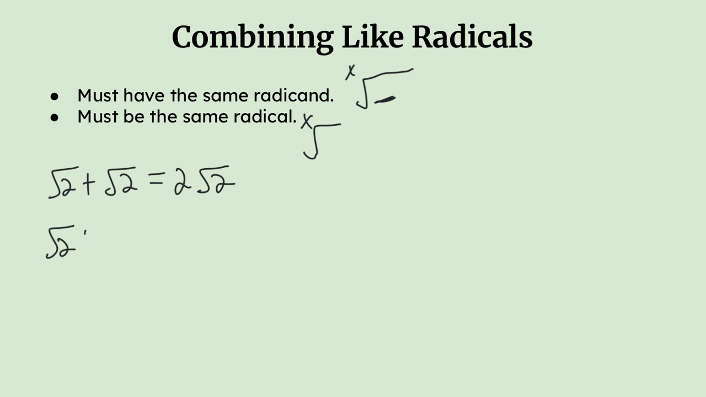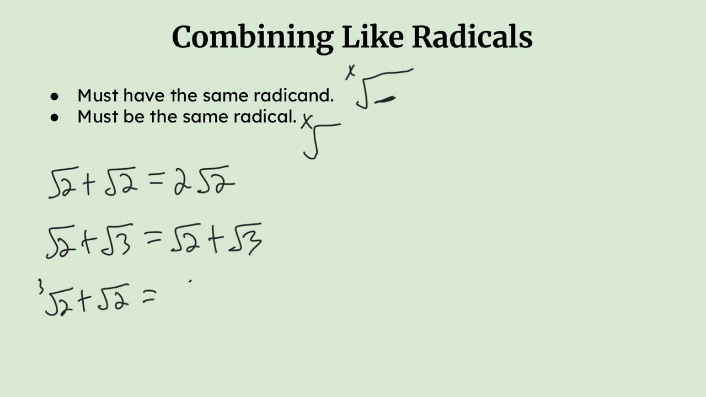The square root of 2 plus the square root of 3 can't be simplified, so you just leave it. Like it's an x and a y, if you go with that variable example. The cube root of 2 plus the square root of 2 can't be reduced or combined.